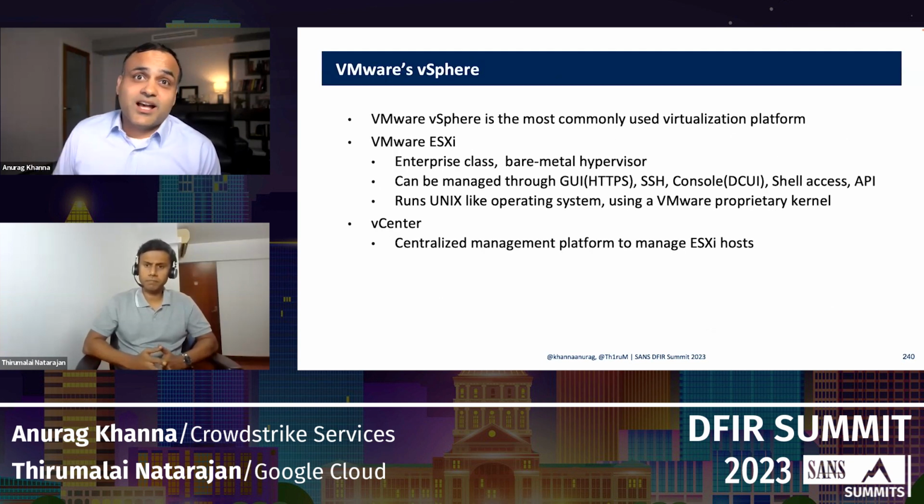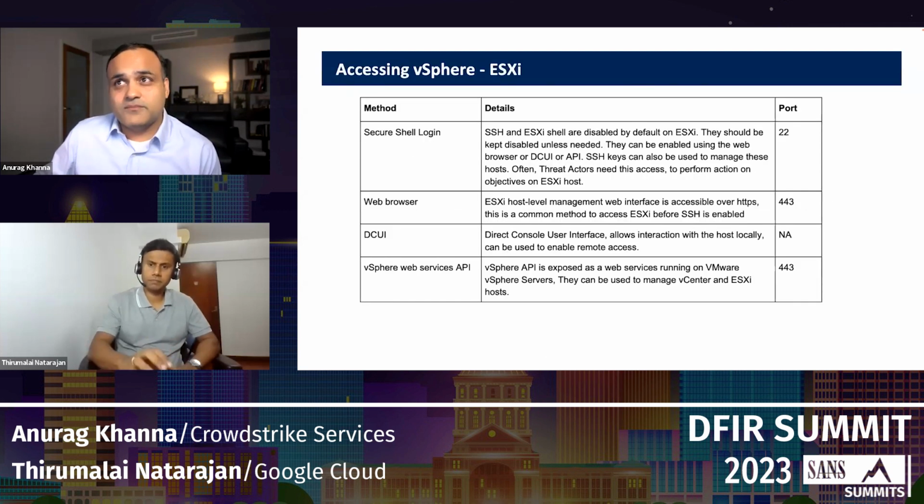The biggest dog in town and the biggest player when it comes to hypervisors is VMware. So VMware's vSphere solution consists of VMware ESXi, which is the bare metal hypervisor, and then there is vCenter. vCenter is a centralized server that can be used to control other hypervisors, and that is what we're going to focus on. There are multiple ways to access the hypervisors as well as vCenter.